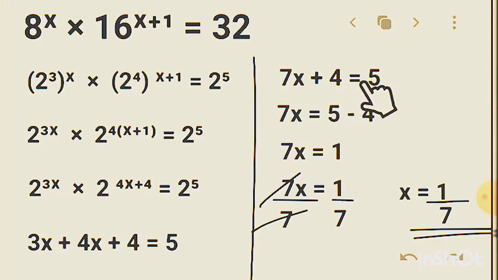If this 4 crosses the equality sign, it becomes minus 4. So 7x is equal to 5 minus 4. 7x is equal to 1. We divide both sides by 7 and x is equal to 1 over 7. So for this equation, the value of x is 1 over 7.